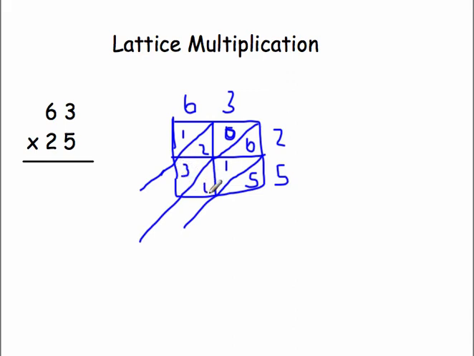I'm then going to do my adding. The 5 will come straight down. 6 plus 1 plus 0 is 7. Plus 2 plus 3 is 5. And I'll bring the 1 straight here. So 63 times 25 is 1,575. And that is how you do the lattice method of multiplication.